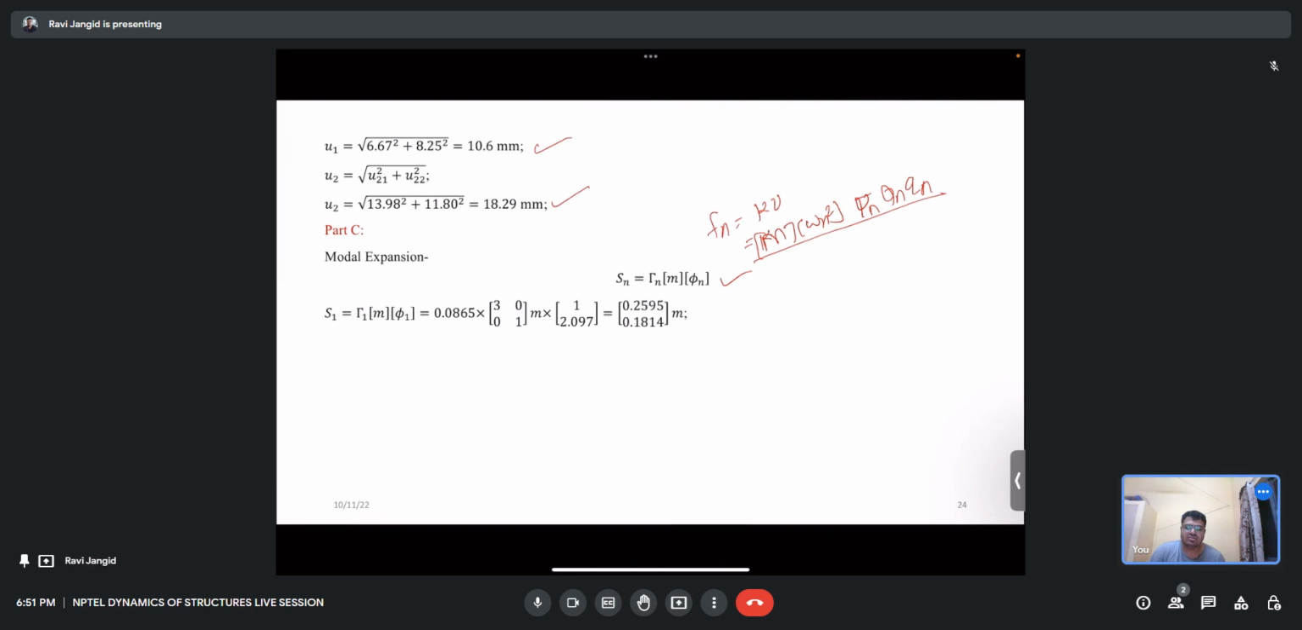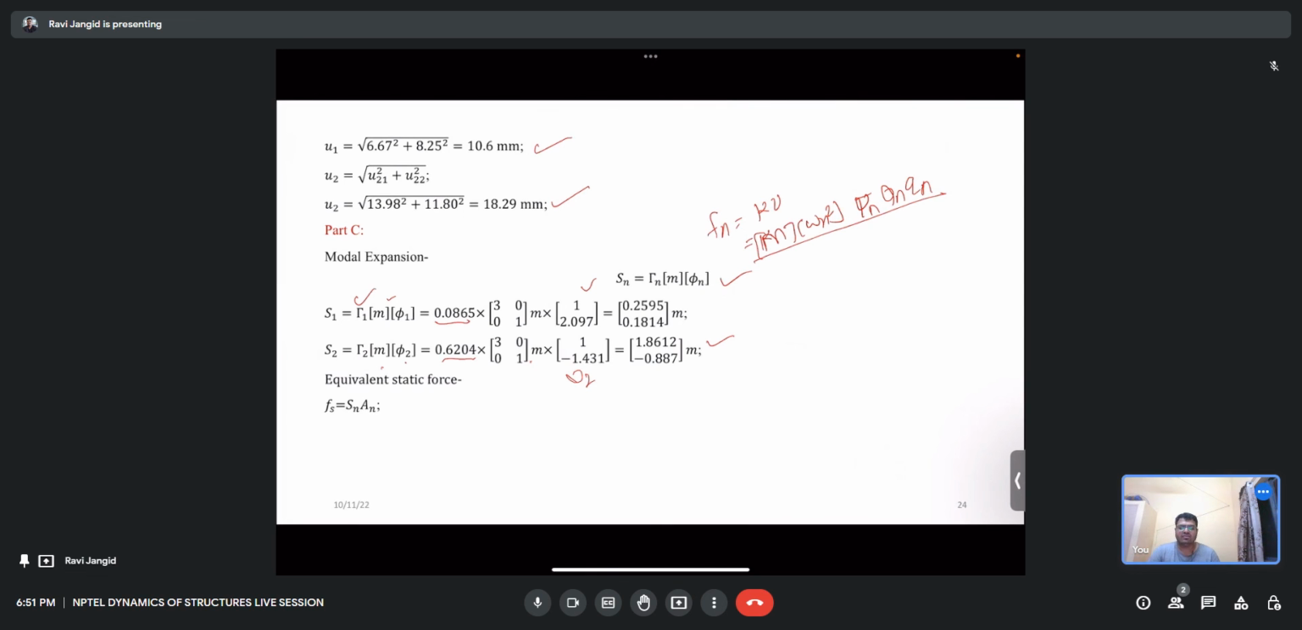So S1, we have gamma 1 as 0.08865, mass matrix 3001 m, and phi 1 is 0.2595, 0.1814. And the modal expansion for S2, that is gamma 2 m phi 2, is coming out to be 0.6204, 3001 mass, that is phi 2, and that is coming out to this. So now this can be written as shown in the figure.